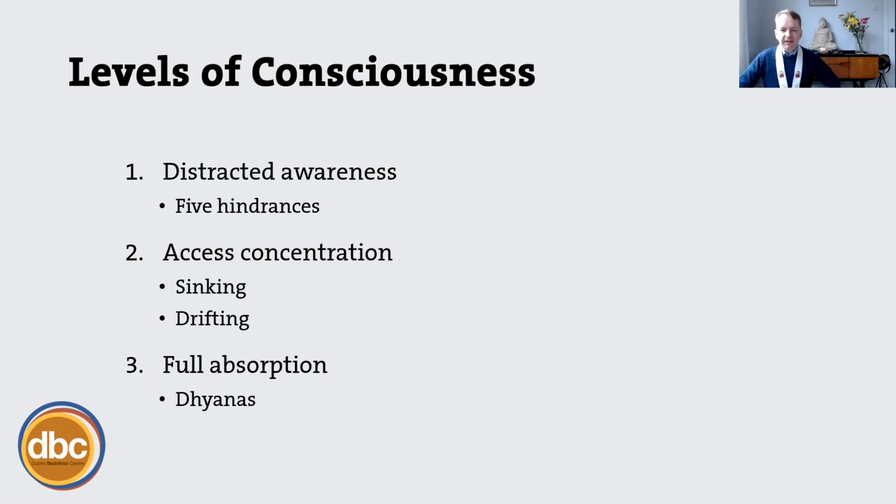But the main thing really is, wherever you are in your meditation, notice how you need to work, yeah? You're always going to be in one of these three levels of consciousness in meditation. So are you in full distracted awareness? Well, then you need to work quite directly with the five hindrances. Are you moving into a period of more ease in your meditation, which is access concentration? Well, then you need to refine your effort a little bit more, look out for sinking and drifting. And have you moved into full absorption?